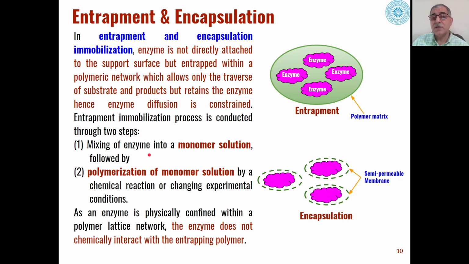The process is that the enzyme is mixed with the monomer solution from which the polymer is formed, and then that monomer solution will undergo polymerization by a chemical reaction or by changing some experimental condition. So here the advantage is that the enzyme is physically confined within the polymeric network, and there is no chemical change in the conformation of the enzyme.